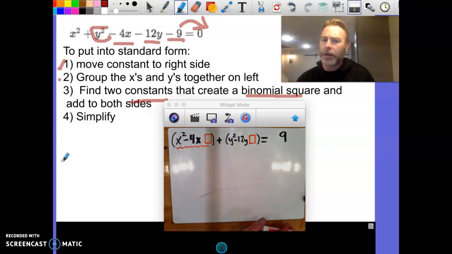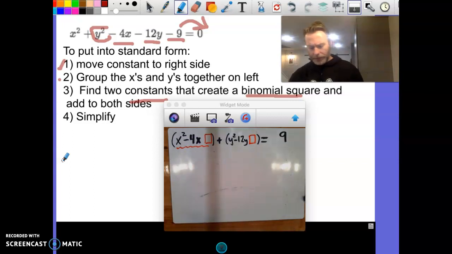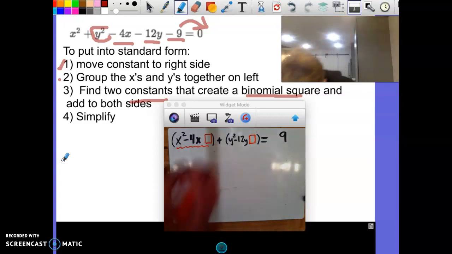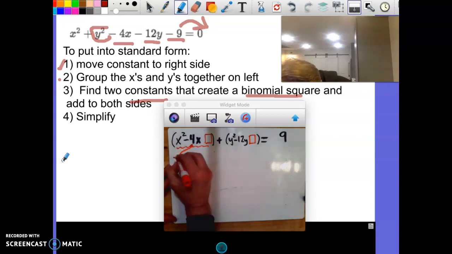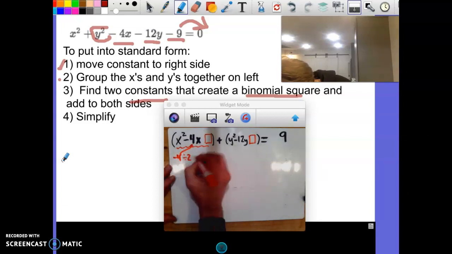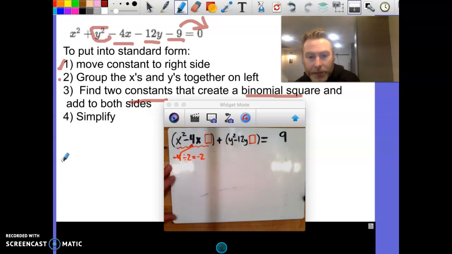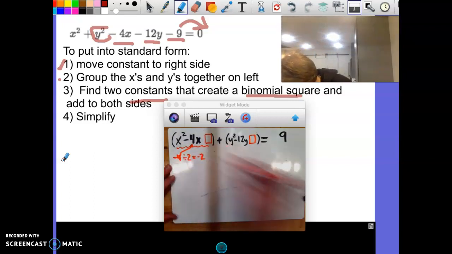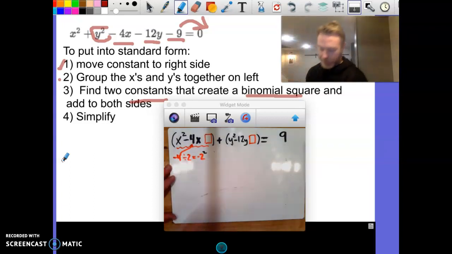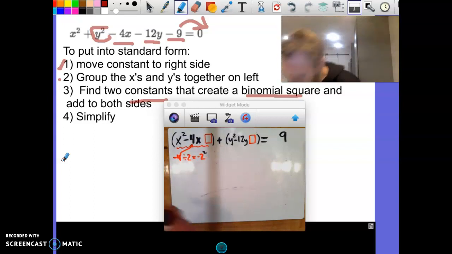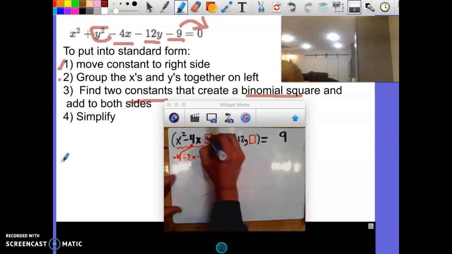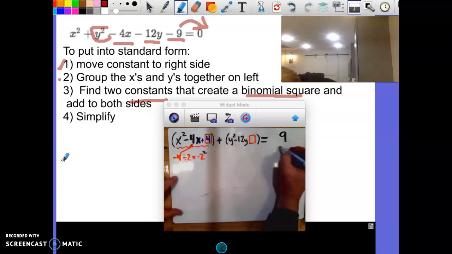It's actually not super hard to do. You just have to think about this. You take a look at this number right here. Start with this number. You take half of it, and then you take that number and you square it. -2 times -2 is +4. That's the number that you're going to add to both sides.